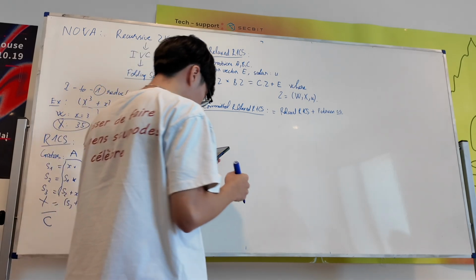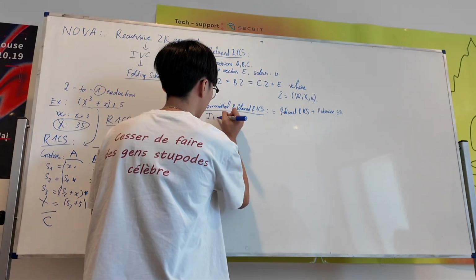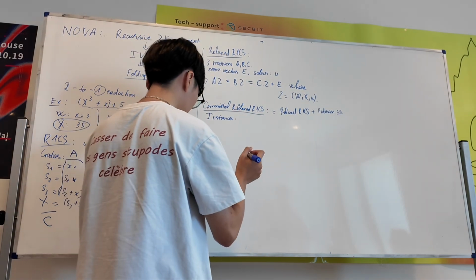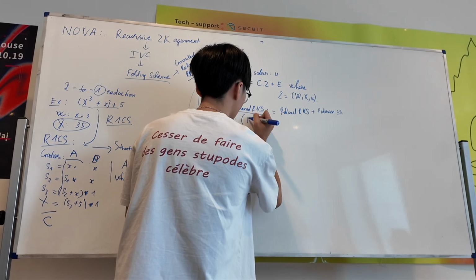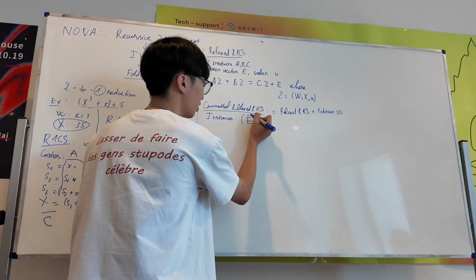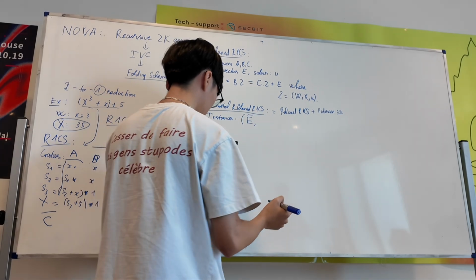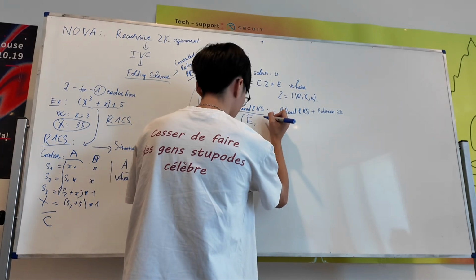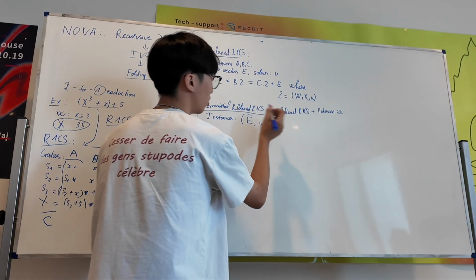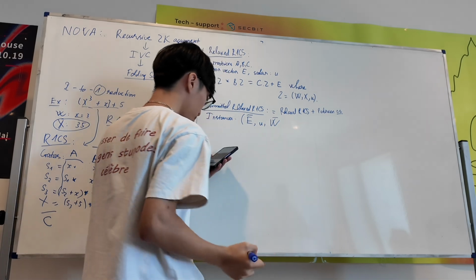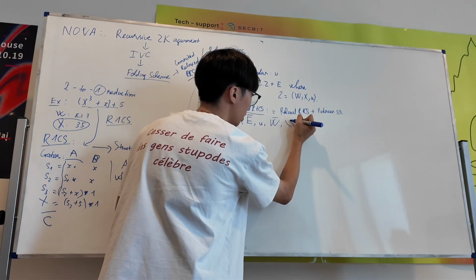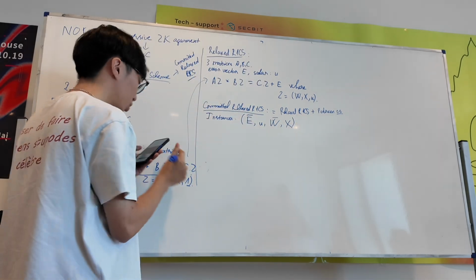So here is the instance that we need to check in this relaxed R1CS. Here is a commitment of E, I will write E with the bar here, the scalar U, the commitment of the witness, and the big X public input output.